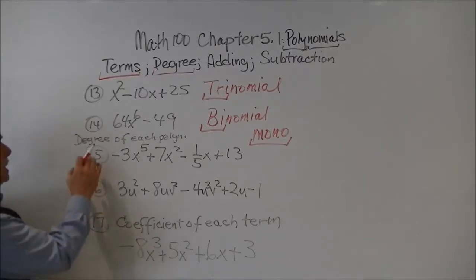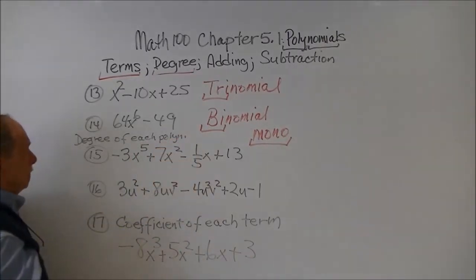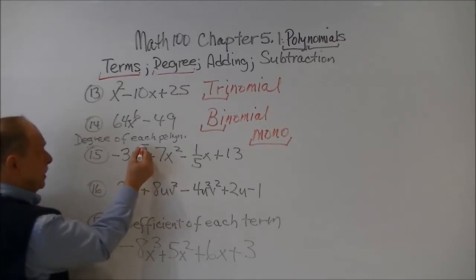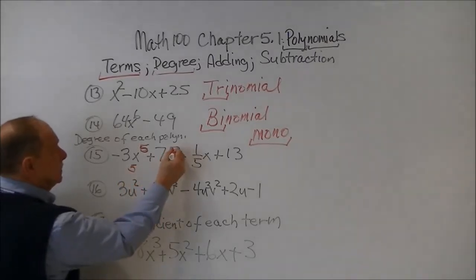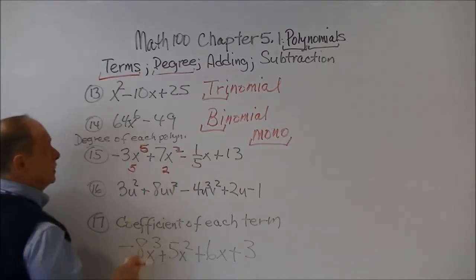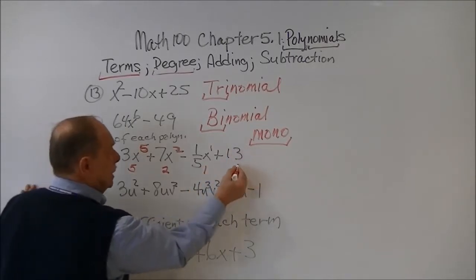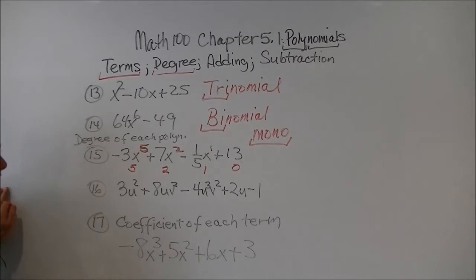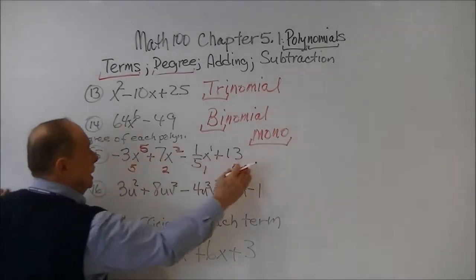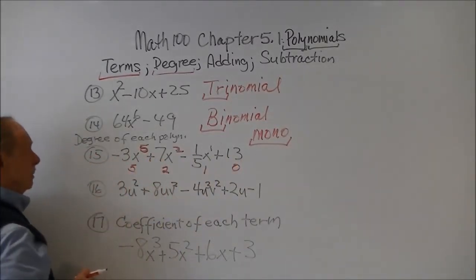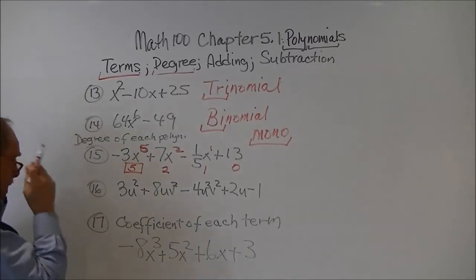In number 15, they're asking us to find the degree of each term in the polynomial. And here, it's going to be 5. So the degree of this one is 5. This one is 2. So the degree of that term is 2. Here it's 1. And we said when there's no letter, it's 0. Now, these are the degrees of the individual terms. What would be the degree of this expression? Well, as we said before, it's the highest one. So the degree of that expression is 5.